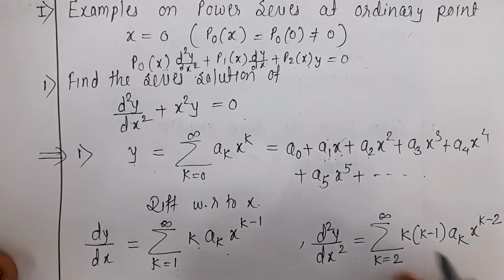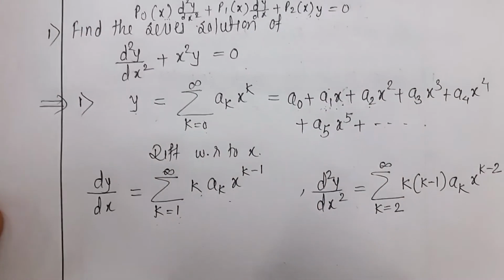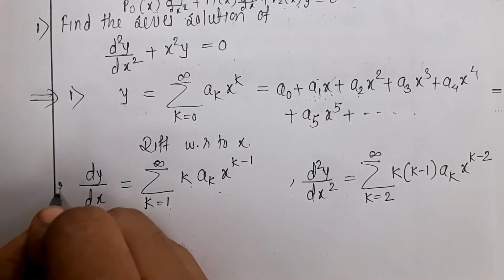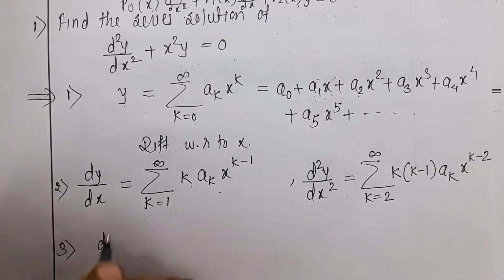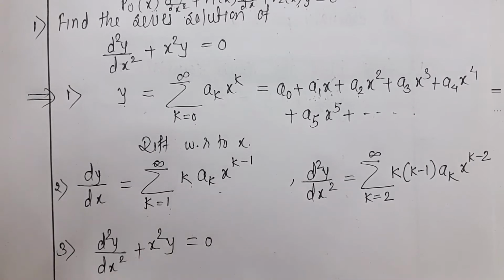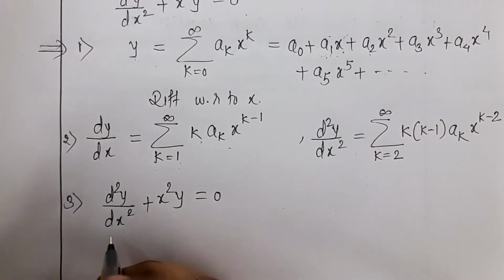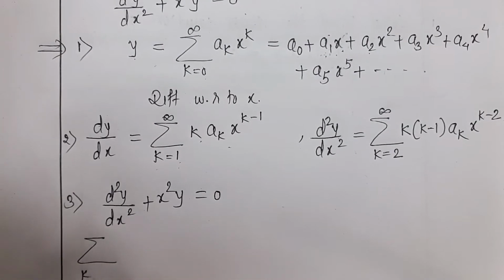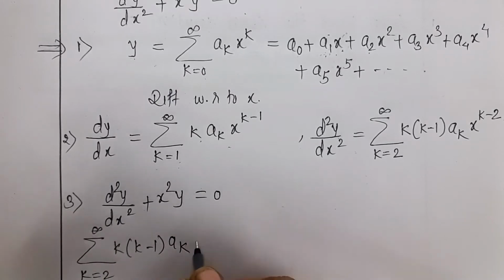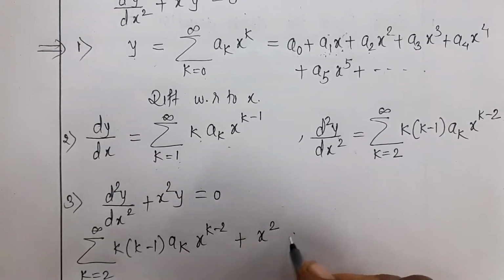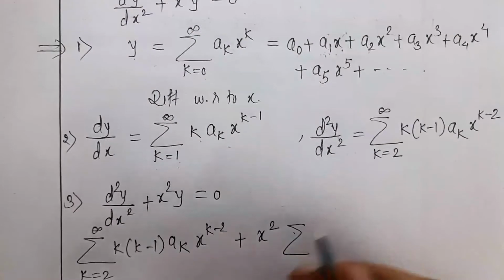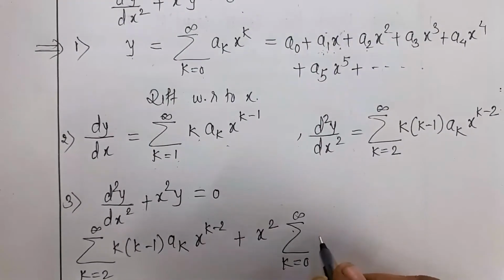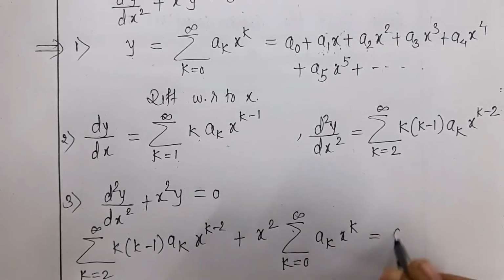So substituting these values in the given differential equation: d2y/dx² + x² multiplied by y = 0. This is the given differential equation. Substituting the values here, it is summation k = 2 to infinity of k multiplied by (k minus 1) multiplied by ak x to the power k minus 2, plus x² multiplied by y. Y is summation k = 0 to infinity of ak x^k, and it is equal to 0.